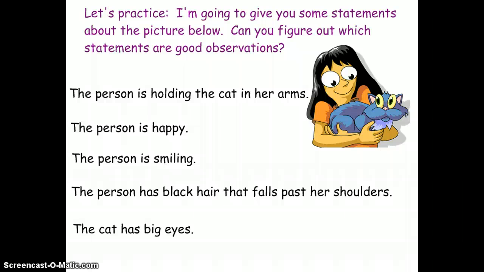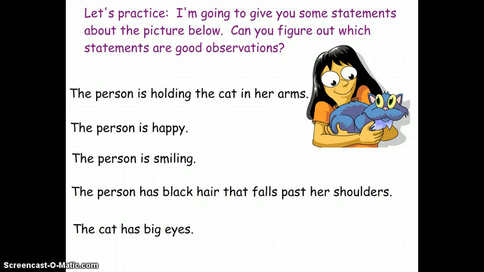Do you think you know if it's a good observation? It is. The person is holding the cat in her arms is a good observation. It's specific. No matter who's looking at the picture, we can all see the cat in her arms. Okay? And I have an idea of where the cat's located. That would be a good, specific, detailed observation.